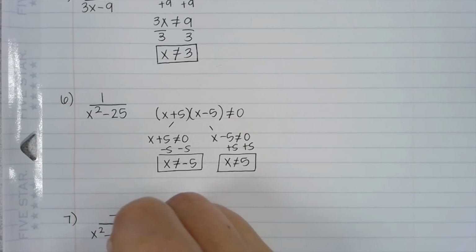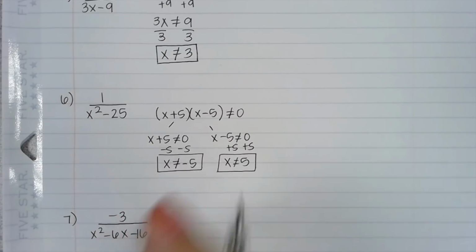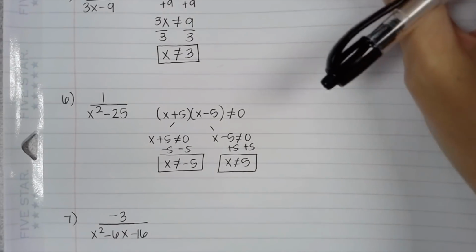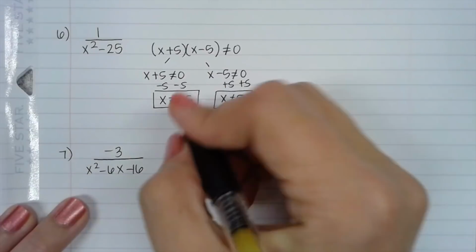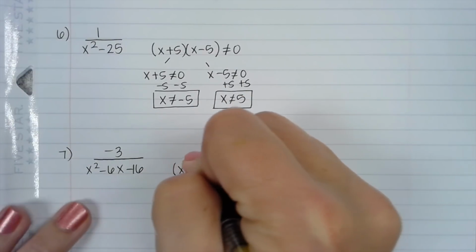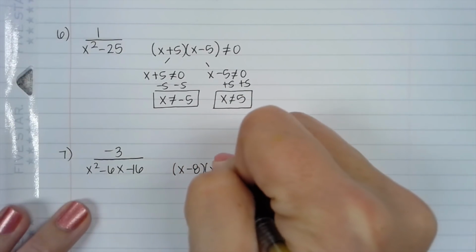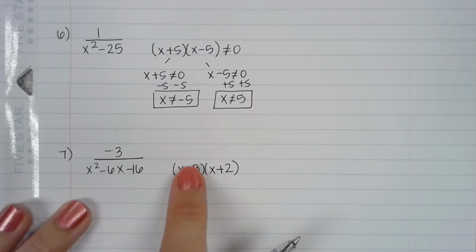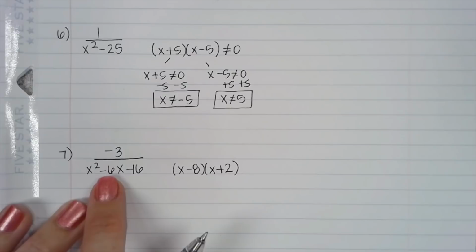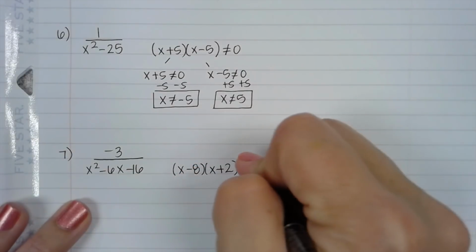I almost don't even have to worry about writing down what's in the top of the fraction, because I only care about what's in the bottom of the fraction when I'm doing excluded values. So for this one, I would t-chart my denominator. Negative 8 times negative 2 gives me back negative 16. And when I do my inside-outside on my FOIL, I get negative 6. So that's how I know I did this right.